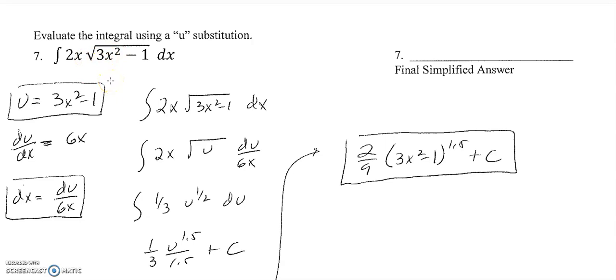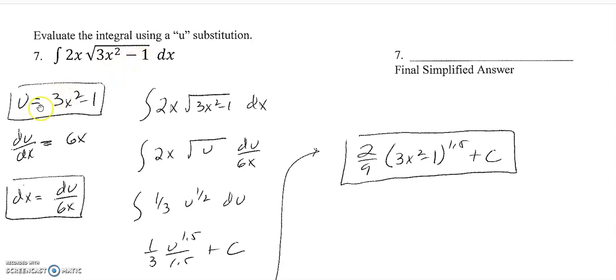Well, two things. Number one, u should make the problem simpler, and taking the derivative should make the problem simpler. So for example, I'm not sure how to take the integral of 3x squared minus 1, but if I make that the integral of square root of u, then that would be easier to deal with than taking the integral of square root of 3x squared minus 1.